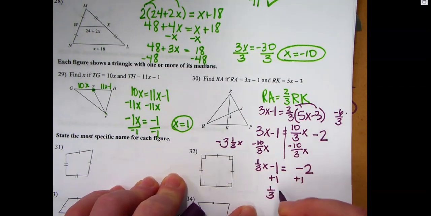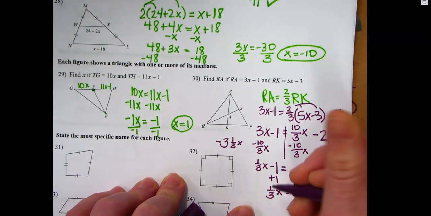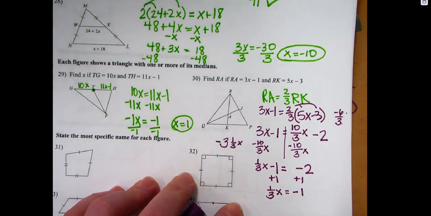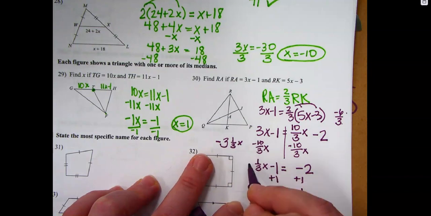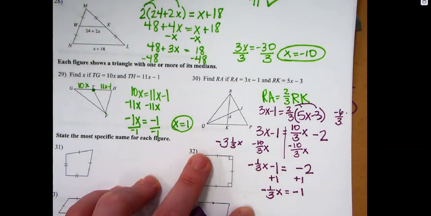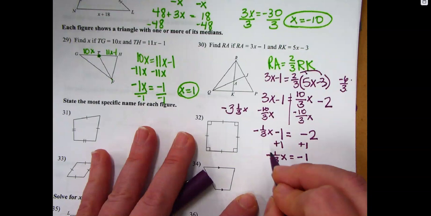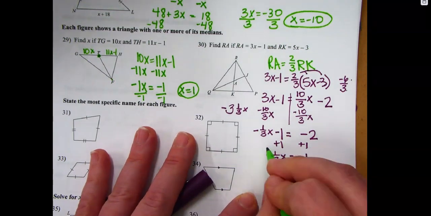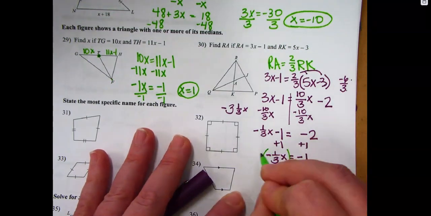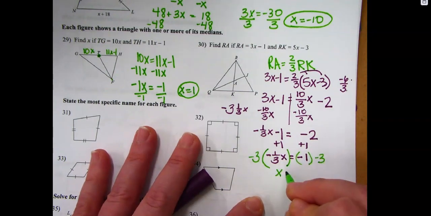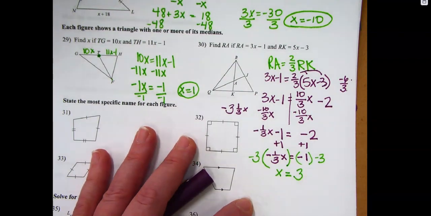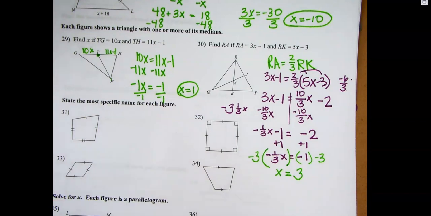1/3 x is equal to negative 1. I have to then multiply. Did I do this right? Y'all, this is negative. Sorry. So these cancel each other out, but this is still negative. Sorry, that's still negative. So then I have to multiply by the reciprocal. So I'm multiplying by negative 3 on both sides. So x is equal to positive 3. So x equals positive 3, and that's your answer.